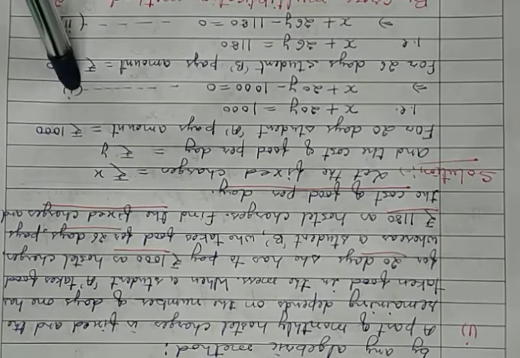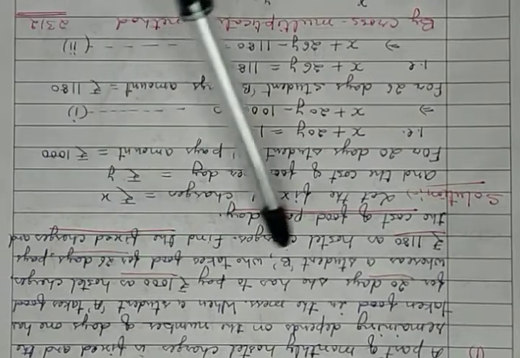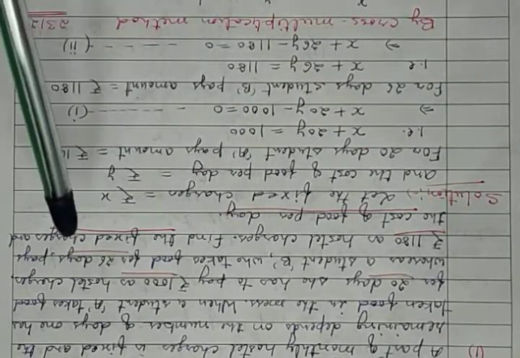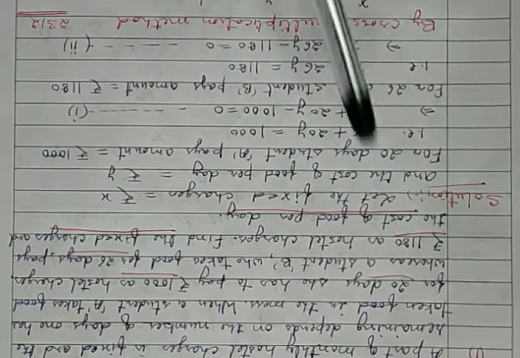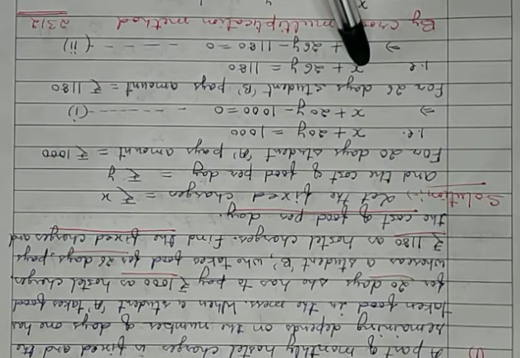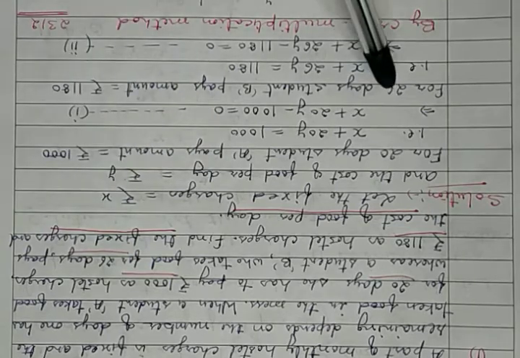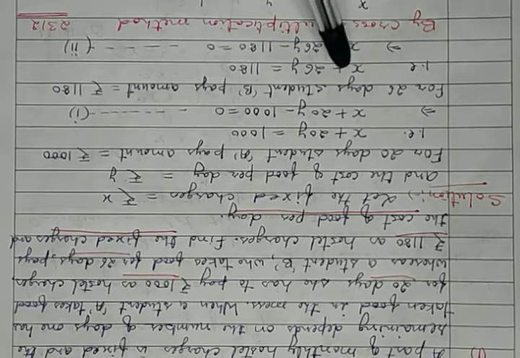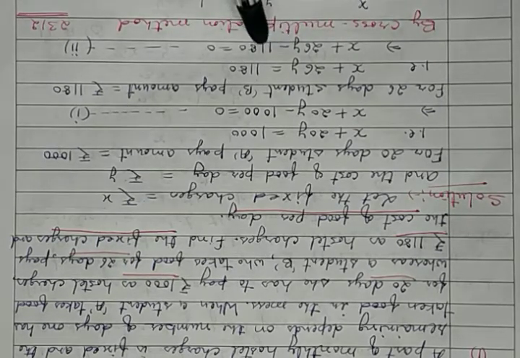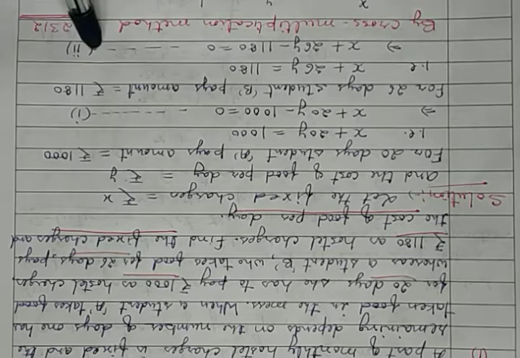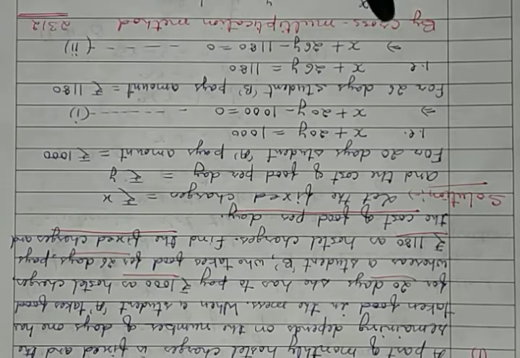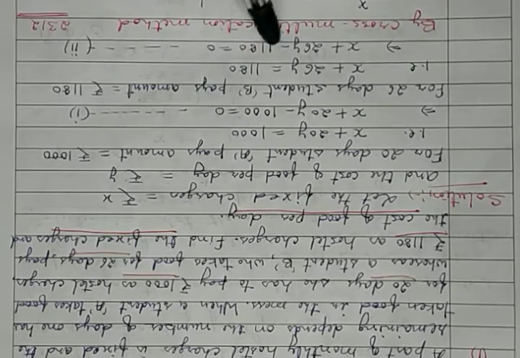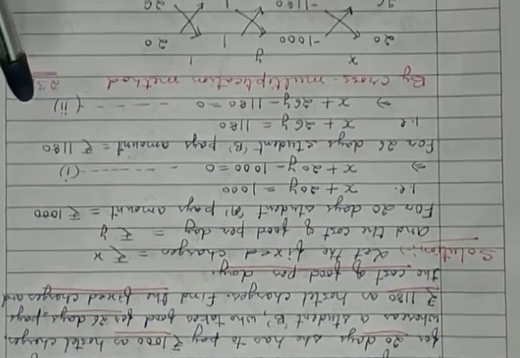This is equation number 1. Similarly, student B, for 26 days, pays 1180. Fixed charge X, 1 day it is Y, 26 days, 26Y is equal to 1180. X plus 26Y minus 1180 is equal to 0. This is equation number 2. Now you can solve by any method. You can use elimination method, you can use substitution method, but I am using here the cross multiplication method.